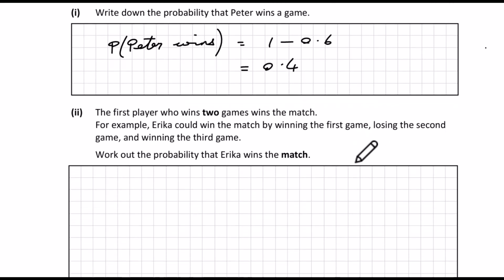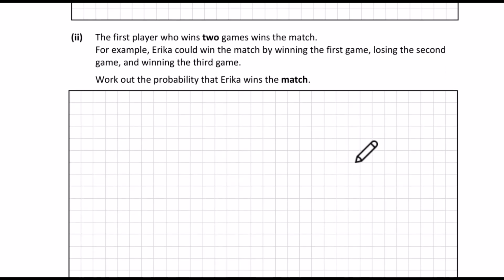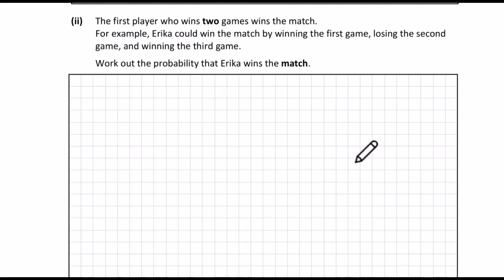The first player who wins 2 games wins the match. For example, Erica could win the match by winning the first game, losing the second, and winning the third. Work out the probability that Erica wins the match. So the probability that Erica wins, well, let's have a look at the different ways she can win. She can lose the first one, she can win the second one, and win the third one.